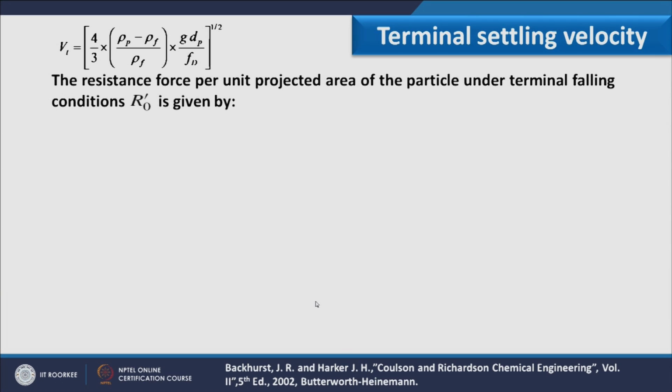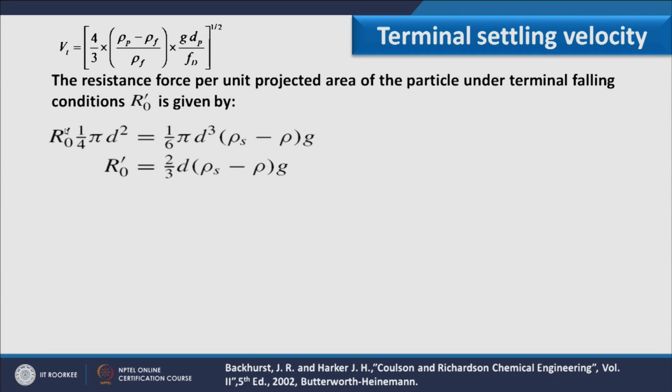you can study in detail in this reference. In this method, we have considered the resistance force per unit projected area of the particle under terminal falling condition, Rho dash, and it is given by this expression. So, Rho dash is the resistance force per unit area, and here we have multiplied it with the projected area of the particle.